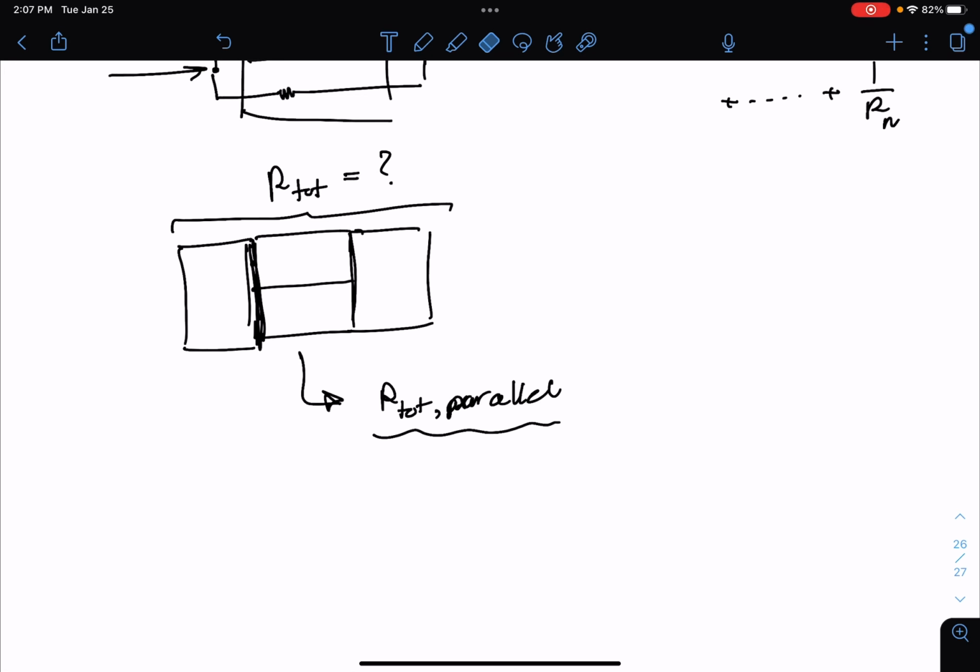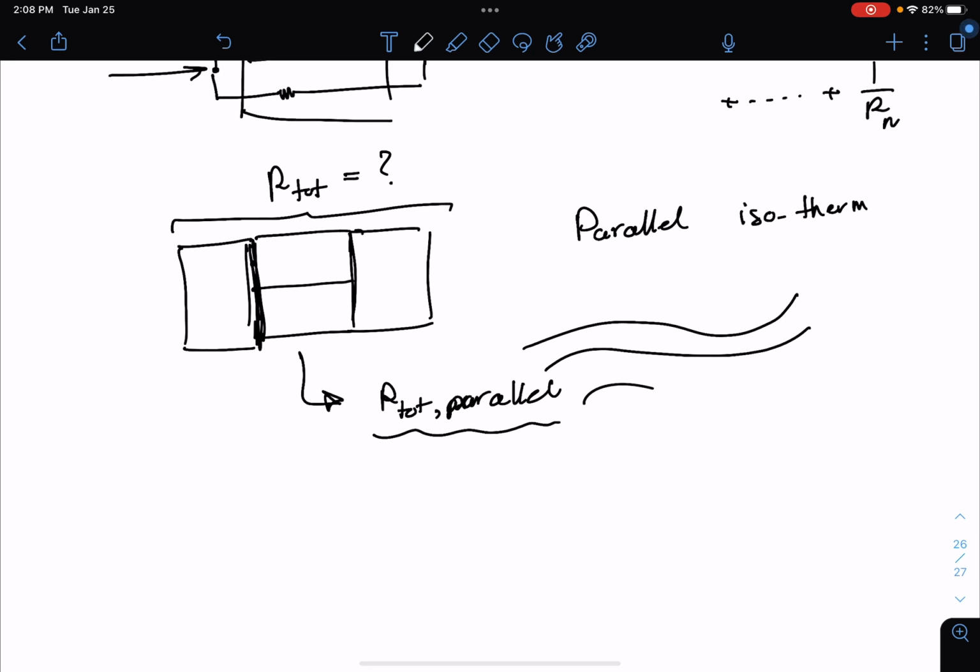So that assumption only works when you have something called parallel isotherms. Do we know what an isotherm is? Exactly. An isotherm is a curve that has a constant temperature. So a temperature contour is a combination of different isotherms. For one you have 273, for another you have 283, 293, and so on and so forth, right? On this line you have constant temperature.